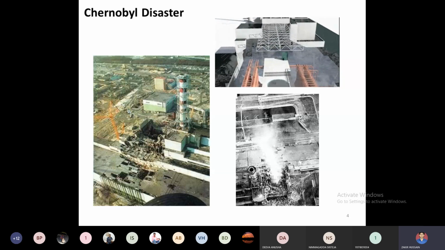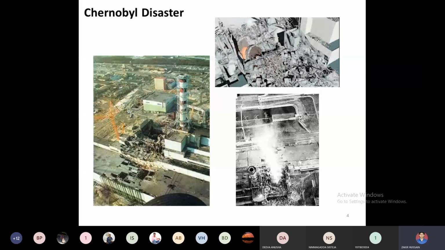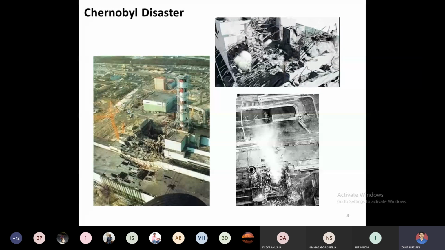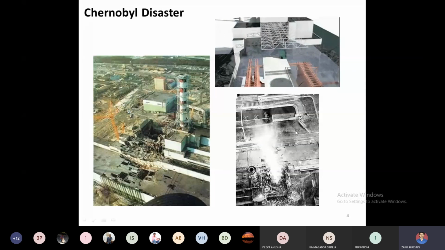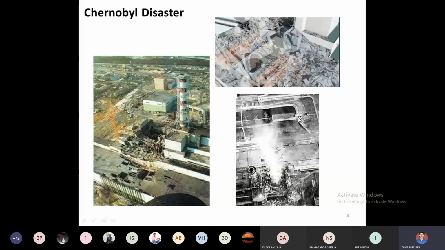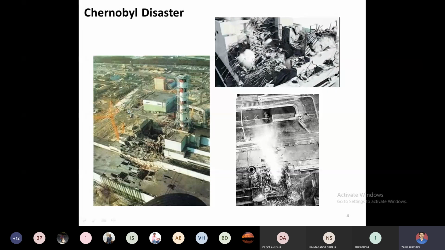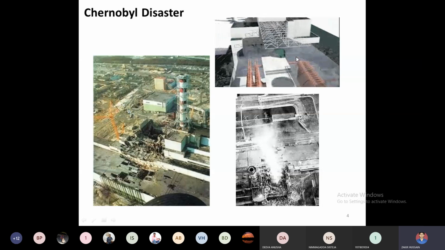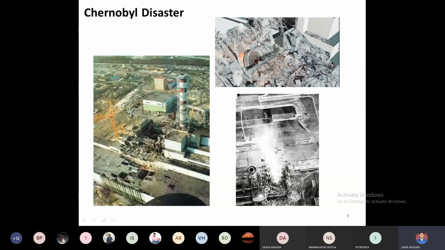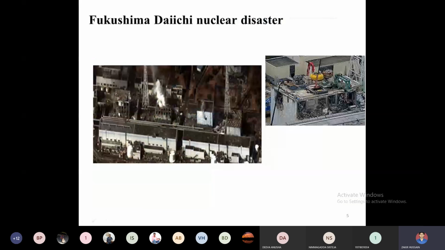Two major disasters I have taken as case studies. The first one is the Chernobyl disaster, which happened in Ukraine. The reactors blasted out here, and you can see the steam or water vapors coming out for a number of days after this disaster. Everything was lost, around 19,000 to 25,000 lives are already lost, and many generations have been affected due to the Chernobyl disaster in Ukraine.